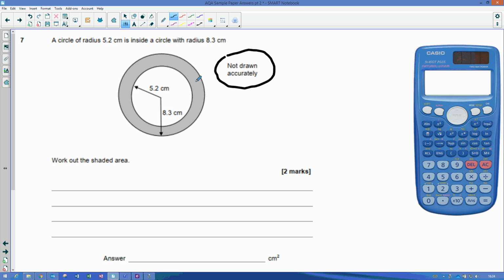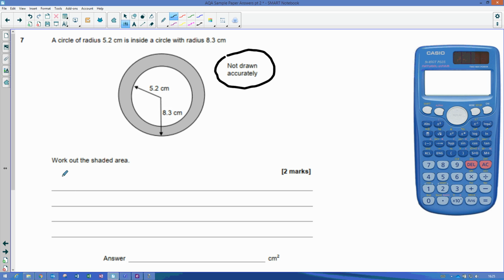That's telling me I can't trust the picture to be right, so I can't use any techniques like measuring it to get my answer. Here's what the question is actually asking me to do: work out the shaded area, this area in grey. The easiest way to do this is to work out the area of the whole circle, then work out the area of the inside circle, and take one away from the other.